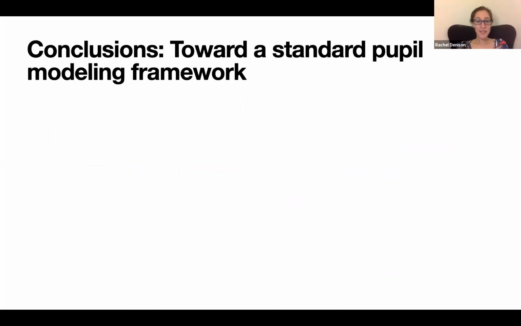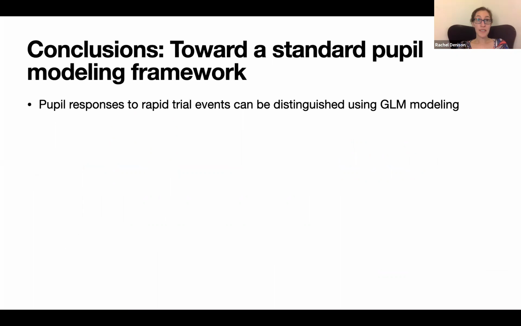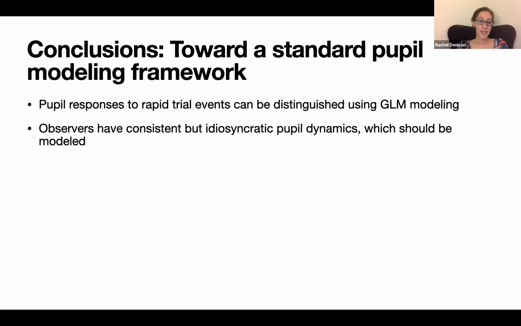Okay, so to conclude, how are we doing in terms of our goal of developing a standard pupil modeling framework? So what we found here is that, first of all, pupil responses to rapid trial events can be distinguished using GLM modeling, even though the pupil impulse response function is much slower. Individual observers have consistent but idiosyncratic pupil dynamics, which should be modeled at an individual observer level.